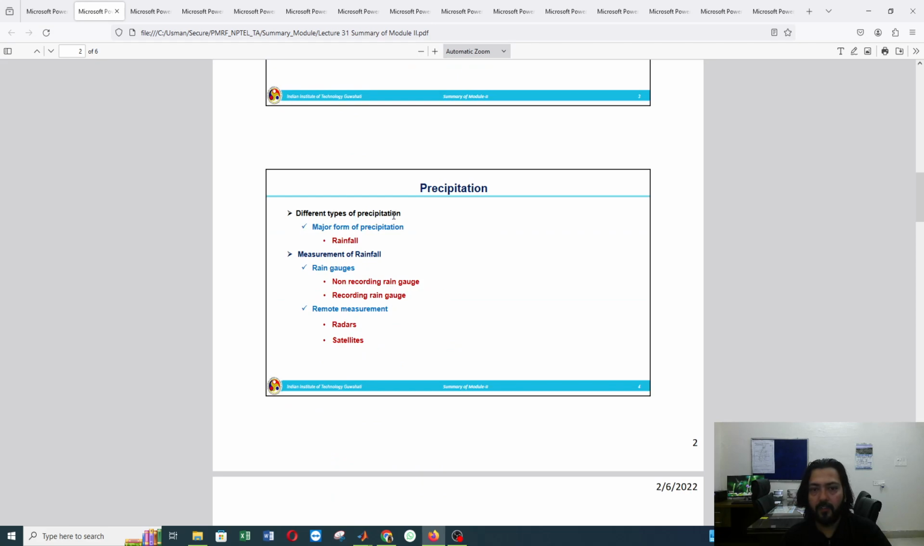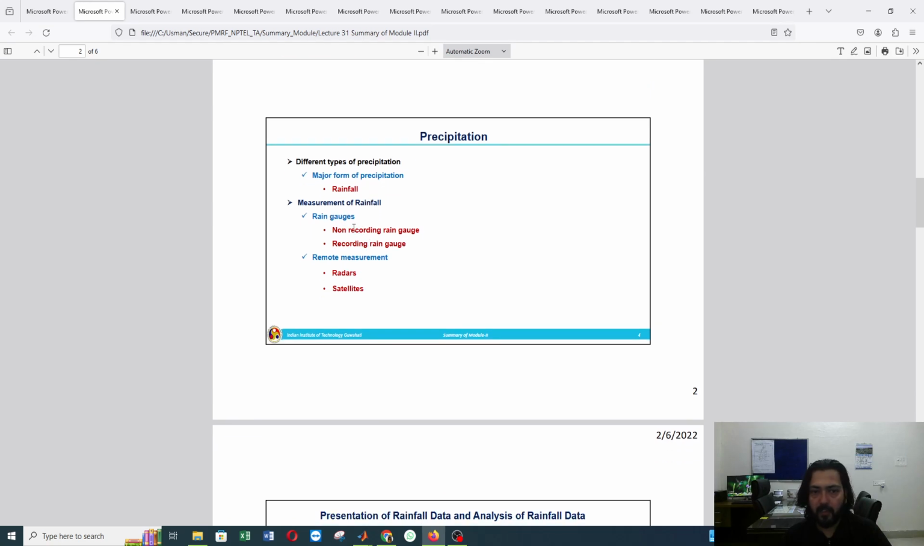Then we talked about the different forms of precipitation. Here we talked about how the form of precipitation varies with the size of the particle, so according to size it could be either drizzle or rainfall, right? Then how to measure rainfall? We could measure rainfall using rain gauges, and the rain gauges are of two types, non-recording rain gauges and recording gauges. There are certain limitations with these gauges: it is an instrument located at a particular point, so it will give us point data.